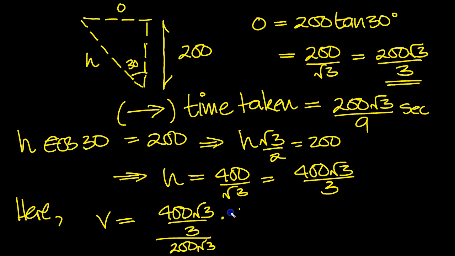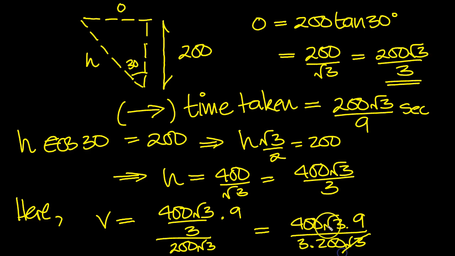So that will come up to the top, won't it? And the 3 will jump down to be with the 200. So we've got 400 root 3 times 9 over 3 times 200 root 3. So cancel these two. The 3 can go into the 9 3 times. 2 goes into 4 twice. So we end up with 6 meters per second as the velocity.